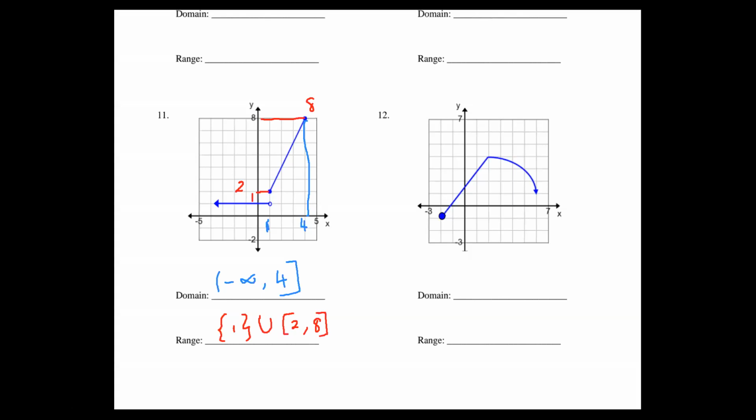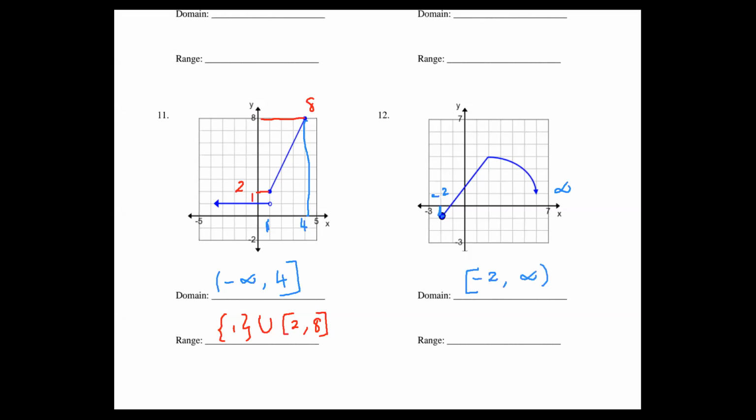Let's look at the next one. The domain is the x value and the function stops here, so it stops at -2 and it goes all the way up to positive infinity. So the domain is going to be -2, infinity.